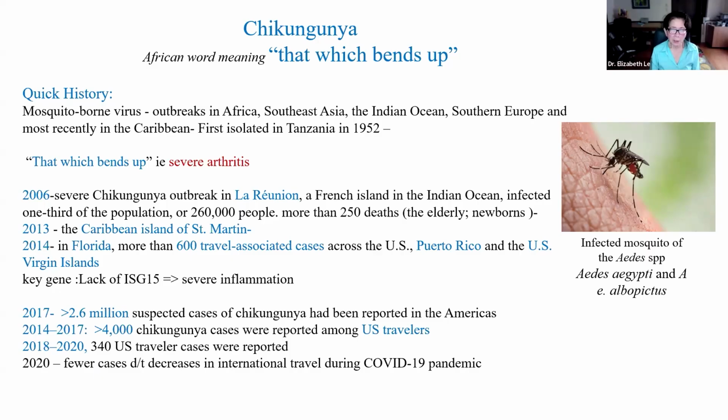The key gene in chikungunya is the lack of ISG15, which causes severe inflammation. In 2017, there were more than 2.6 million cases of chikungunya reported in the Americas. Between 2014 and 2017, there were more than 4,000 chikungunya cases reported among US travelers. Between 2018 and 2020, 340 US traveler cases were reported. In 2020, there were fewer cases because of the pandemic.